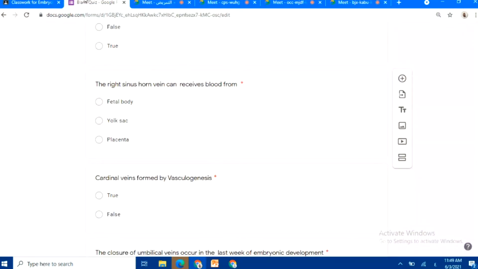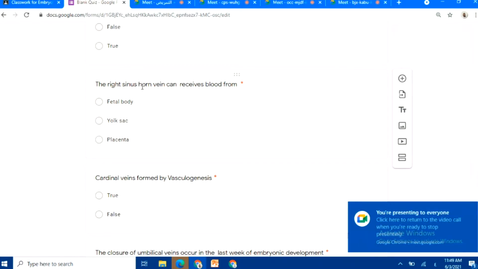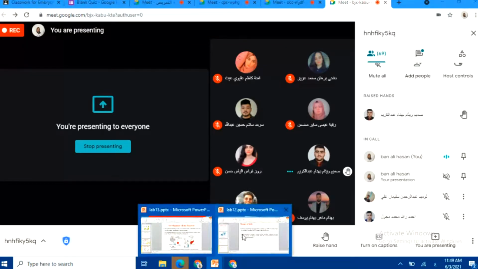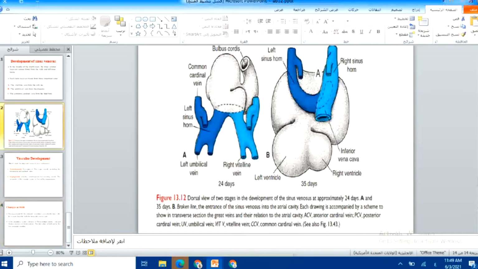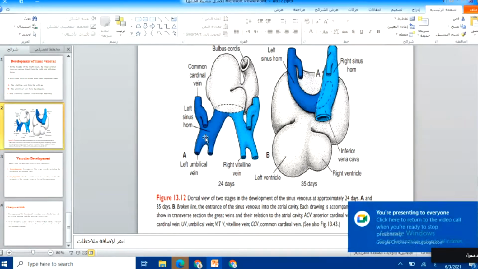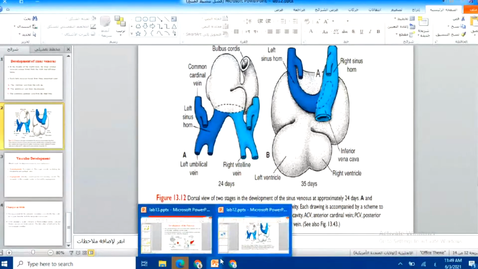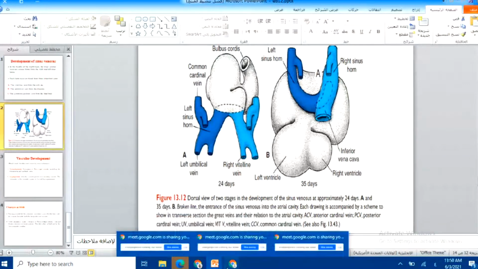Look again: right sinus horn vein can receive blood from what? Inferior vena cava? No. We have three veins in each horn. So look, we have a right horn and a left horn. The right horn has the right vitelline vein, which receives blood from the yolk sac.